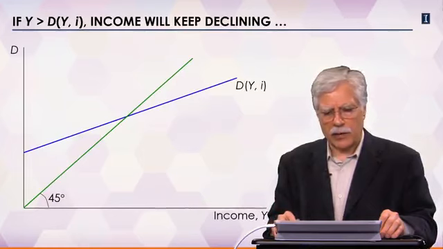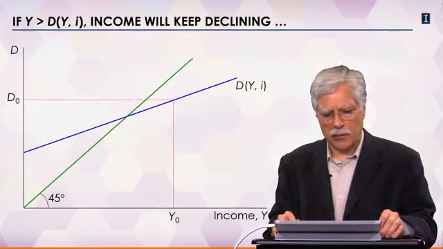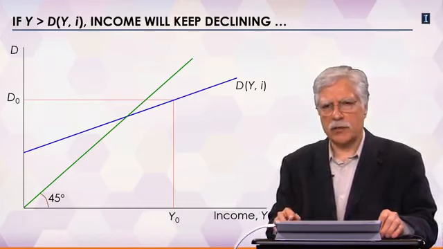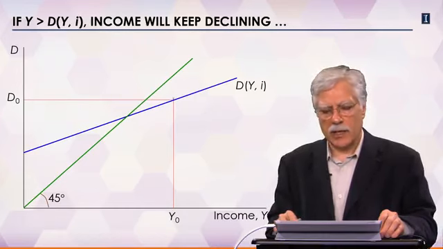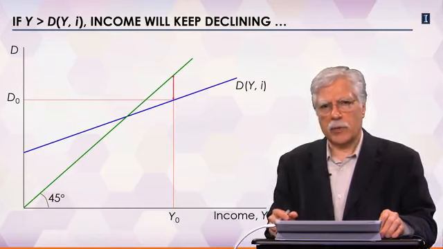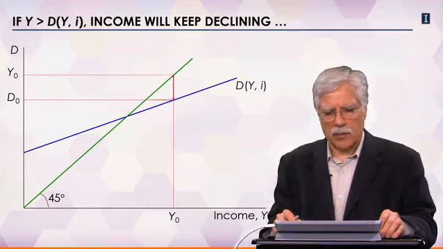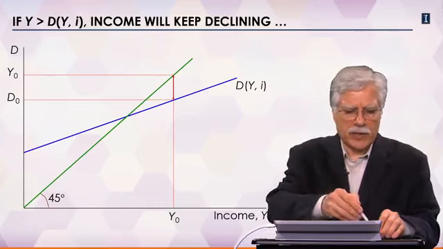Now let's look at the other side. Suppose income is already at Y0 and expenditure is at D0, and the crossing point is to the left of Y0. What happens here is that people are earning Y0, but they're not spending enough. As a result, there are some excess inventories that are going to be piling up, the difference between Y0 and D0.